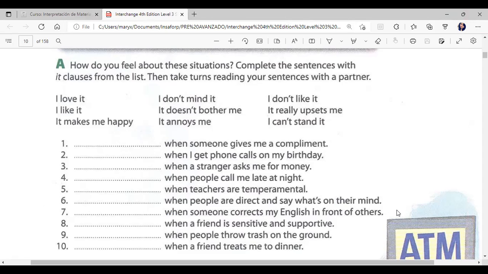Also, annoy is like, it annoys me, bother me, they are very similar. Upset is like stronger, right?